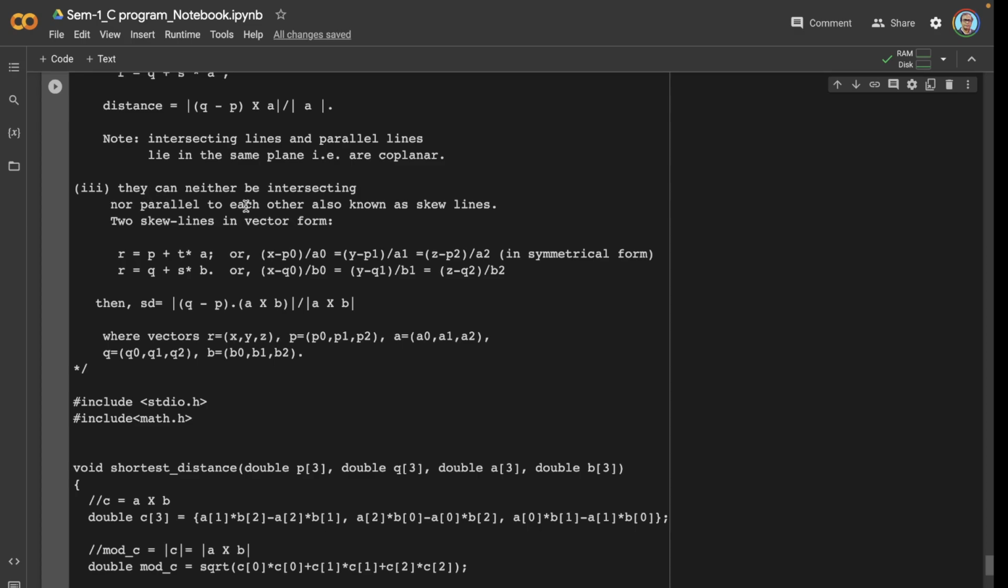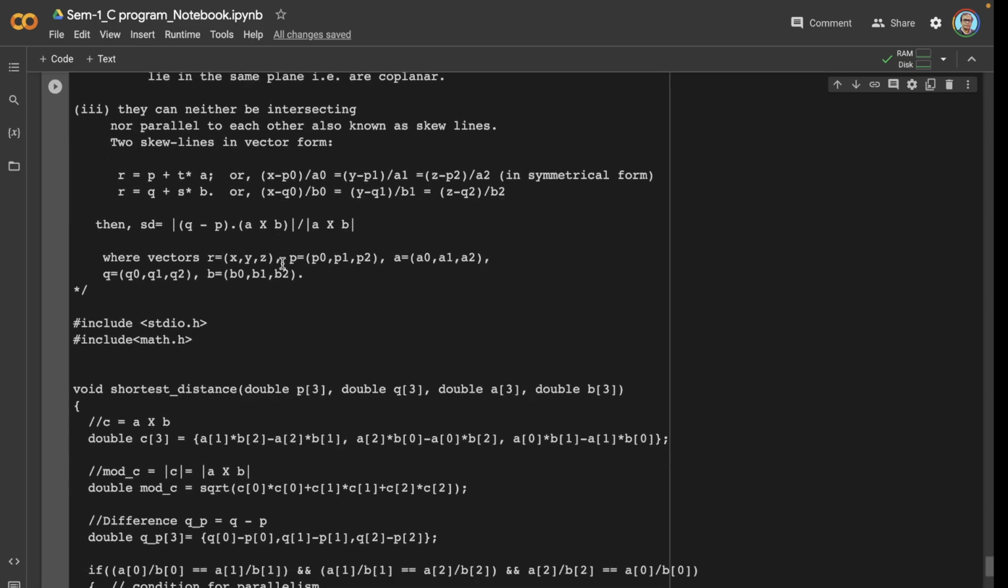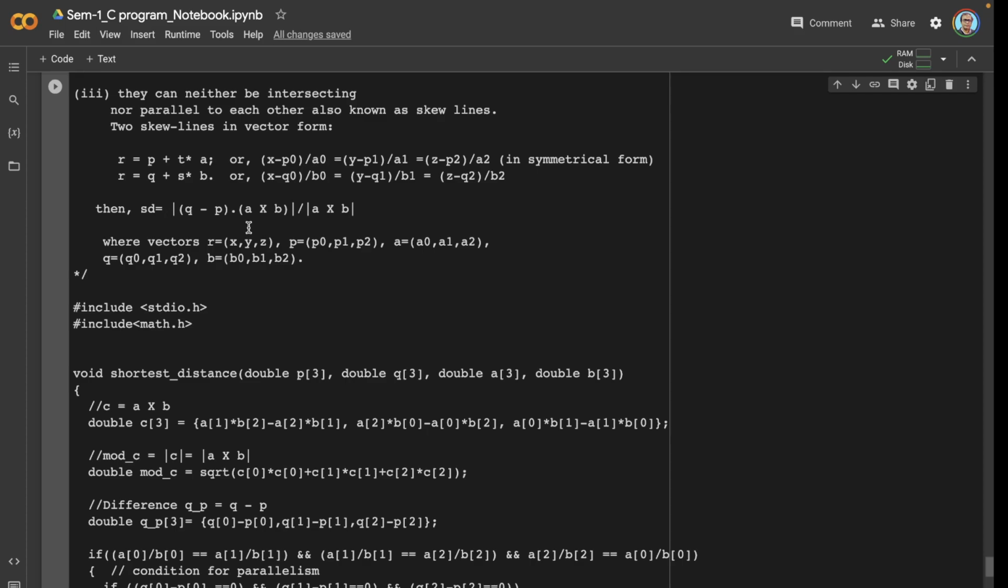In the third case, they can be neither intersecting nor parallel to each other, also known as skew lines. And two skew lines in vector form are this. Here the shortest distance is d equals modulus of q minus p dot a cross b, divided by modulus of a cross b.